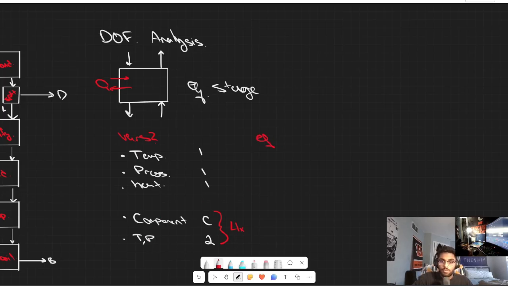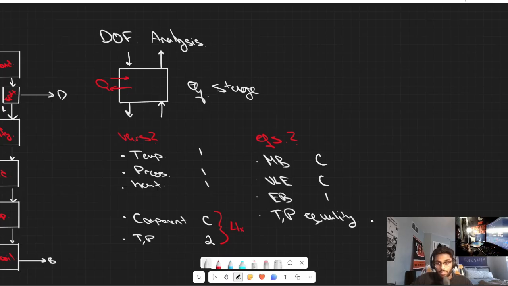So now we ask, what about the equations? First off, we're going to have a mass balance for each of your components. You're going to have vapor-liquid equilibrium, again, for each of your components. You're going to have a defining energy balance for the entirety of the stage, and you will have something called a temperature-pressure equality. And you're going to have 2 of these.